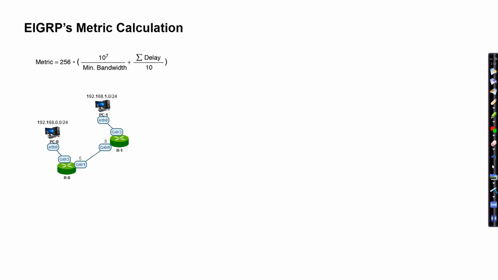My ultimate goal in this metric calculation is to figure out, from router 0, what is the total cost to get to this remote network. So we have to begin with router 1 and what is the cost for it to get to the LAN. Since this is a gigabit interface, that is 10 to the 6 as the minimum bandwidth. Followed by, we need to get the sum of all delay, and since this is the only interface, we'll find out what that interface delay is.